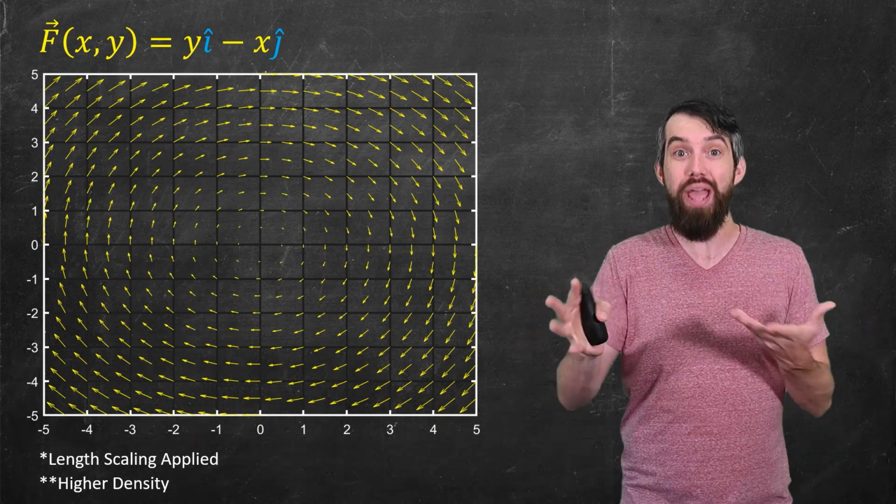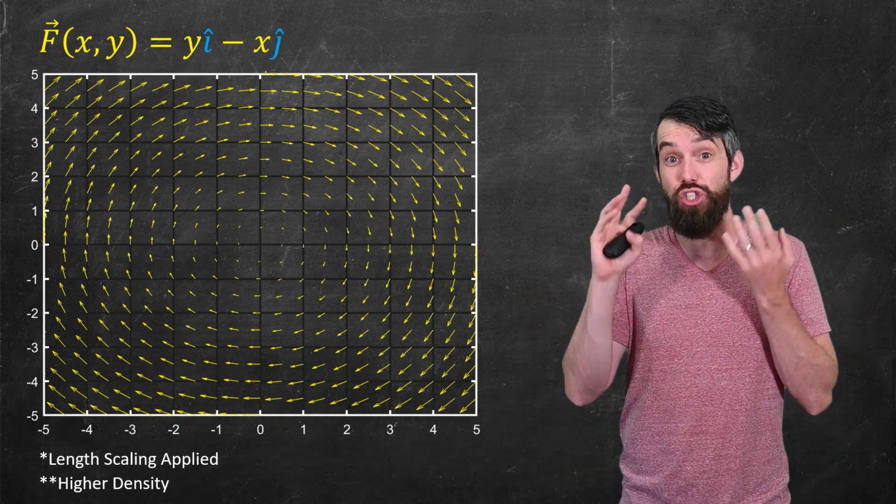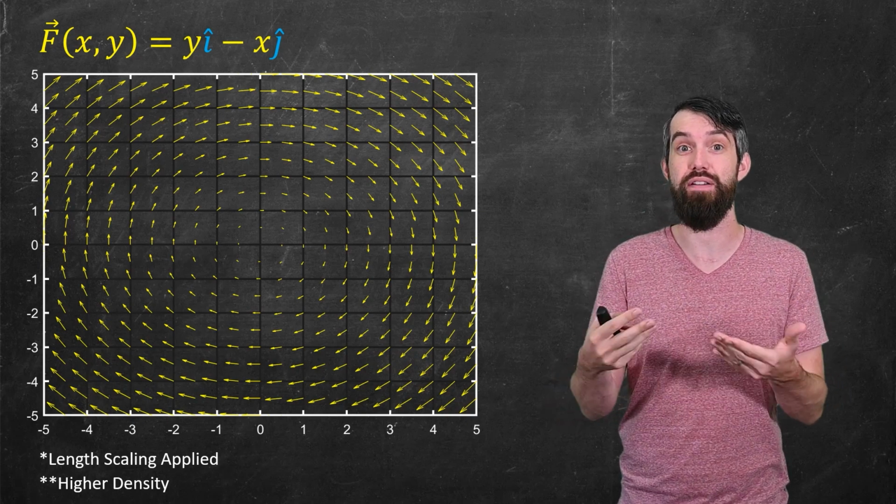And so I've just plotted way more arrows. I mean, I could plot even more than this. It would just depend on my density. That's a choice about my computer graphics, not a choice about the underlying vector field.